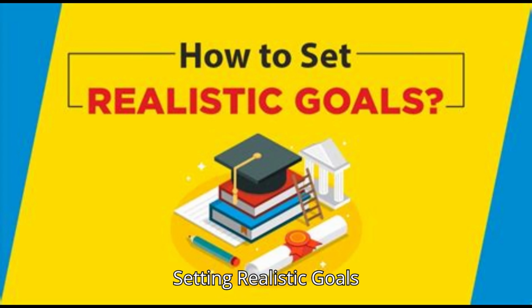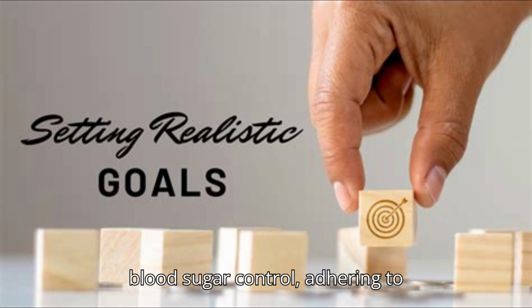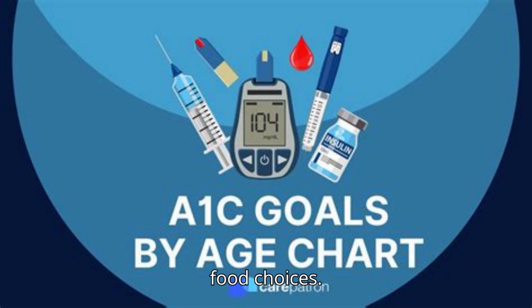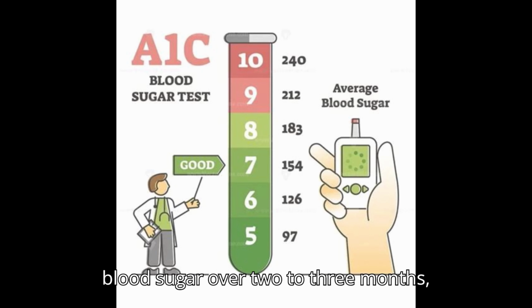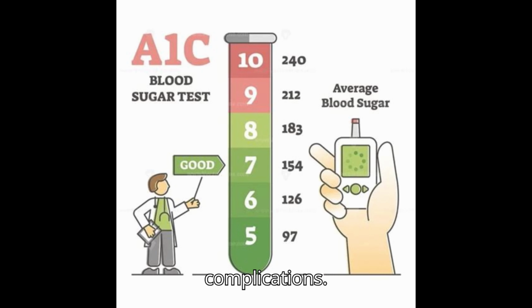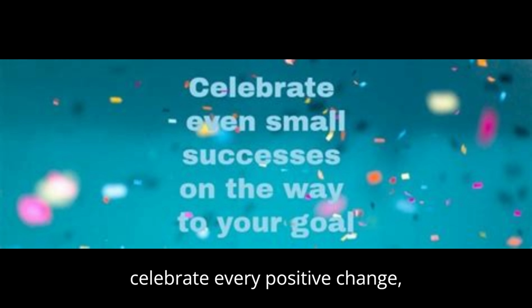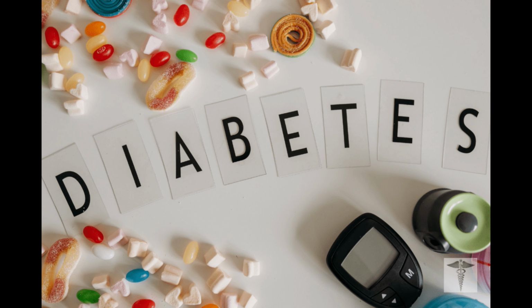Setting realistic goals. Short-term goals: concentrate on daily blood sugar control, adhering to medication regimens, and making healthy food choices. Long-term goals: collaborate with your healthcare team to manage your A1C levels, average blood sugar over 2 to 3 months, maintain a healthy weight, and prevent complications. Celebrate success: recognize and celebrate every positive change, regardless of size. Managing diabetes is a marathon, not a sprint.